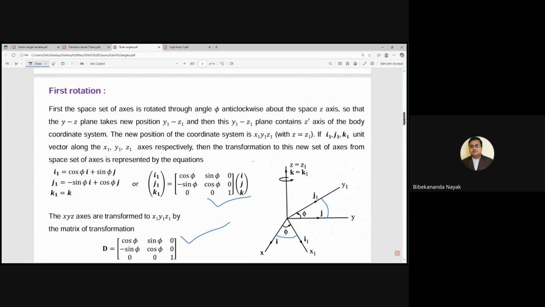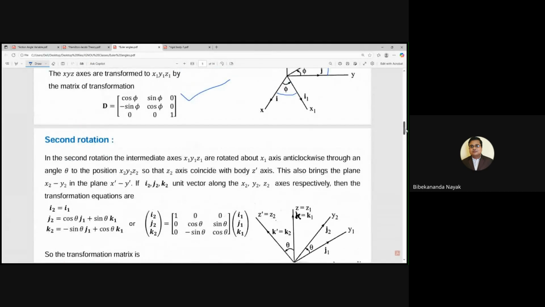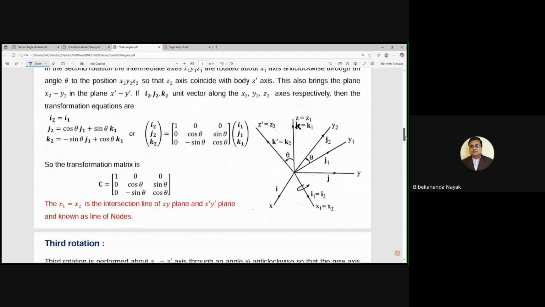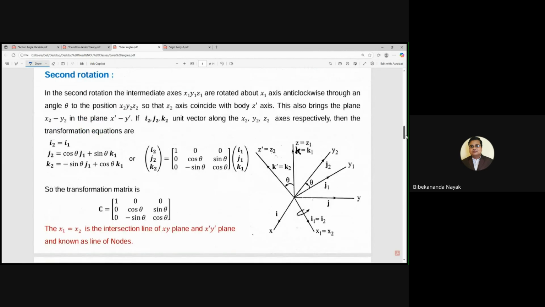Then after the first rotation comes the second rotation through an angle theta. In the second rotation, we take the intermediate axes x, y, z, and about the new x1 axis we rotate through an angle theta, such that z will be rotated through theta, and y will also rotate through theta. The new z is nothing but the body z prime axis. In this rotation, we keep the x-axis fixed, so only y, z are varied. So with x-axis fixed: cos theta, sin theta, minus sin theta, cos theta.